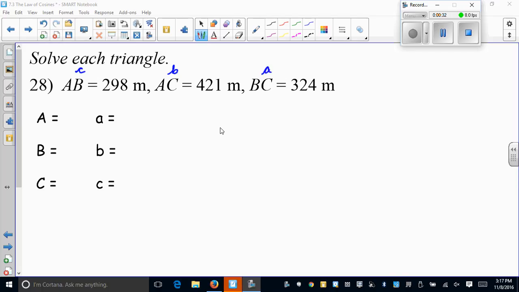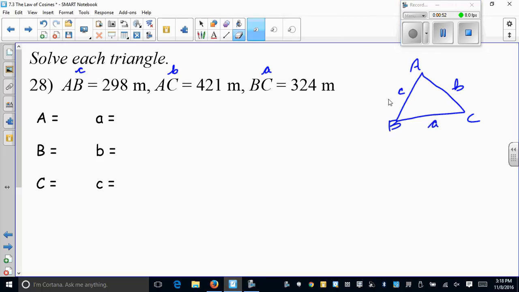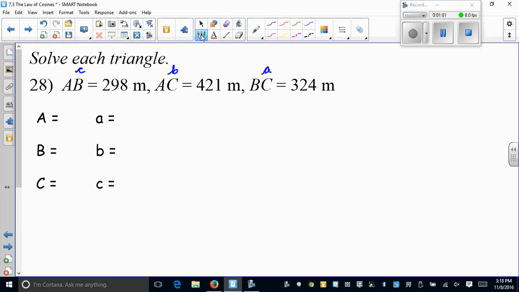So if I labeled this A, B, and C, you can see fairly quickly AB is going to be little c, BC will be little a, and that makes this one little b. Okay, so I want to throw that on there going, oh, okay, I see where these are coming from. So from this then we know that little a is 324 meters, little b is 421 meters, and little c is 298 meters.